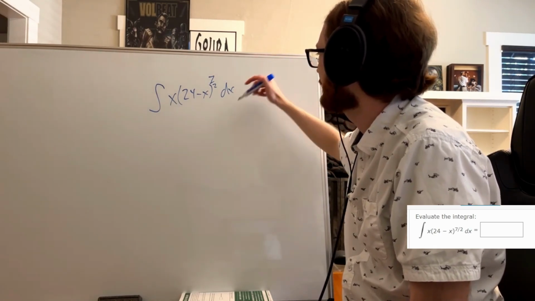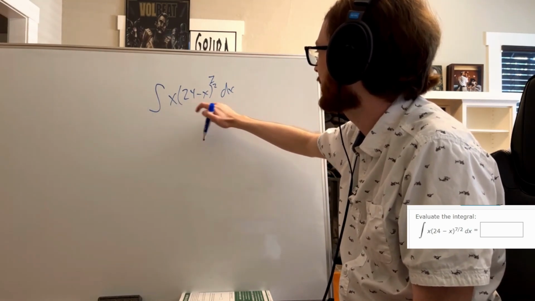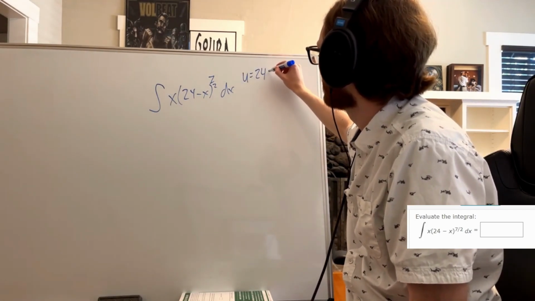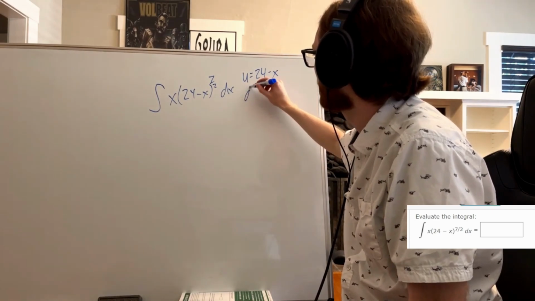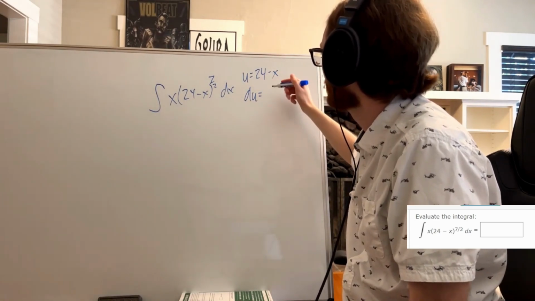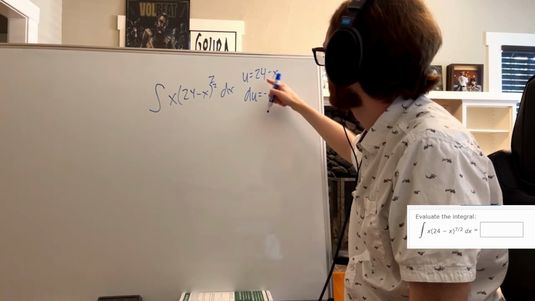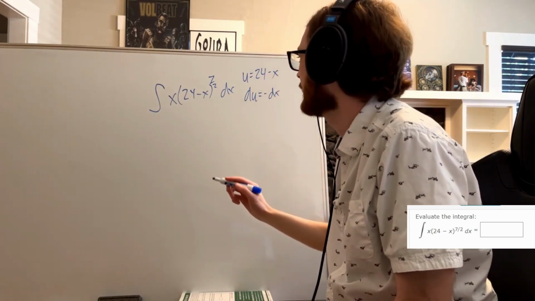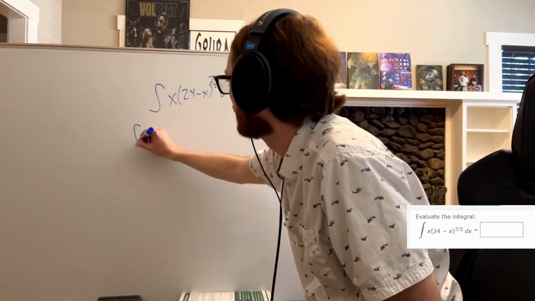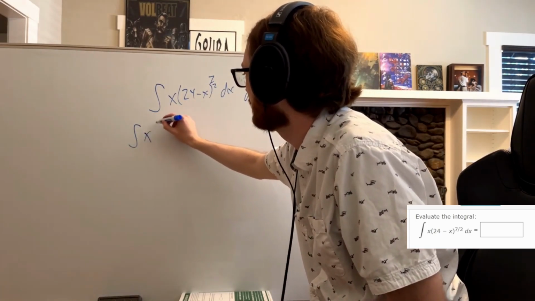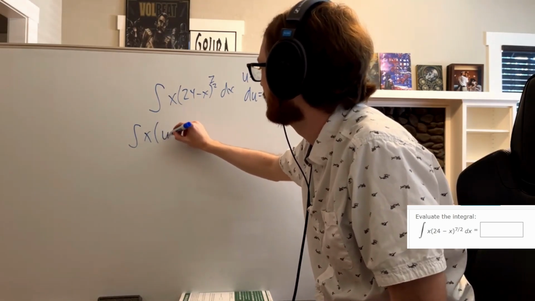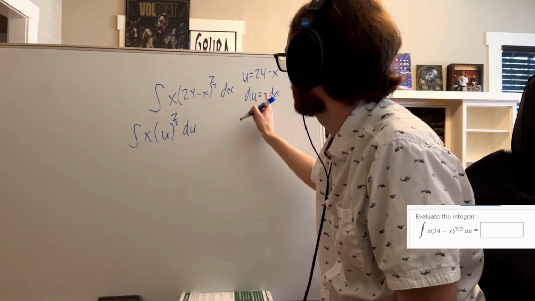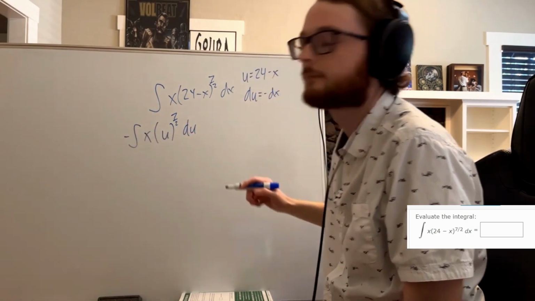I'm going to do u equals what's inside the complicated part, because I want to make that complicated part simpler. u is equal to 24 minus x. du then is equal to minus dx. 24 derives to 0, minus x derives to minus 1. And let's plug this in. The x is still just x for now. The 24 minus x becomes u, to the 7 over 2, du. And we do need to bring in the minus sign. I'll put it way out front there.